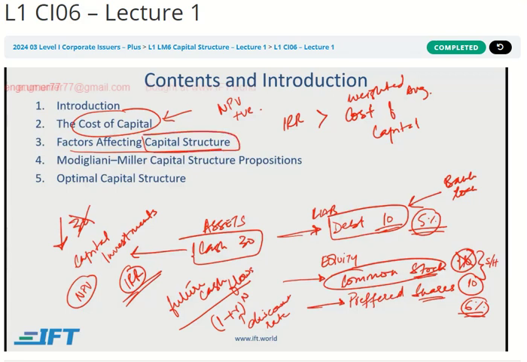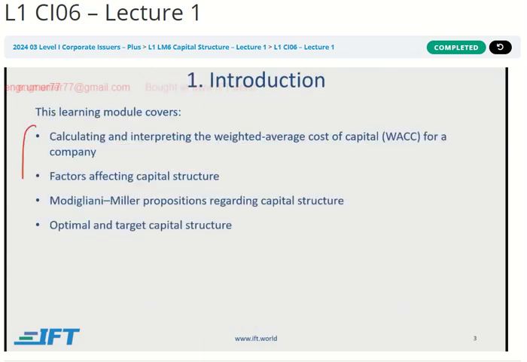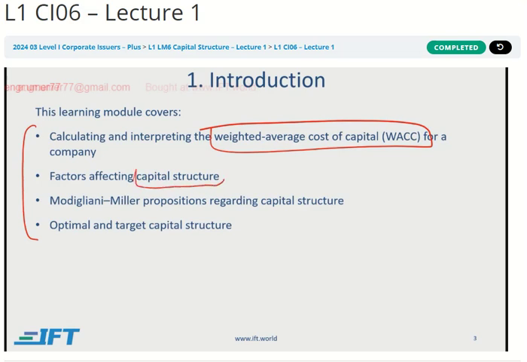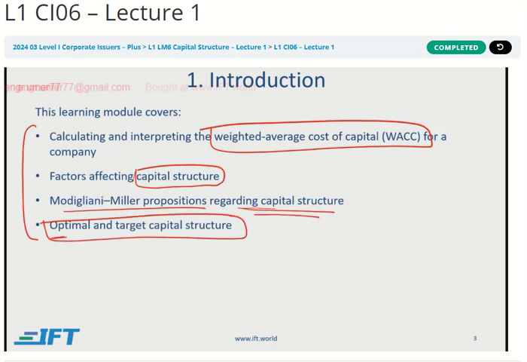That is, what percentage of your assets do you want to finance with debt? What percentage of your assets do you want to finance with equity? We'll talk about certain theories related to capital structure. And then finally, we will finish with the optimal capital structure, that is, what is the optimal debt to equity ratio. So as discussed, we'll be starting off with a calculation of the weighted average cost of capital. Then we will start talking about what are the factors that affect the capital structure, what are the various theories regarding the capital structure, and finally we will talk about the optimal and the target capital structure.